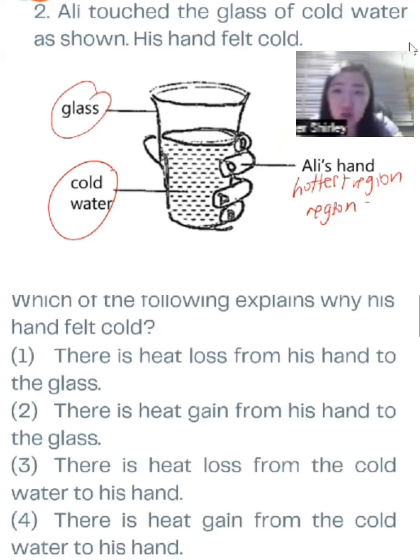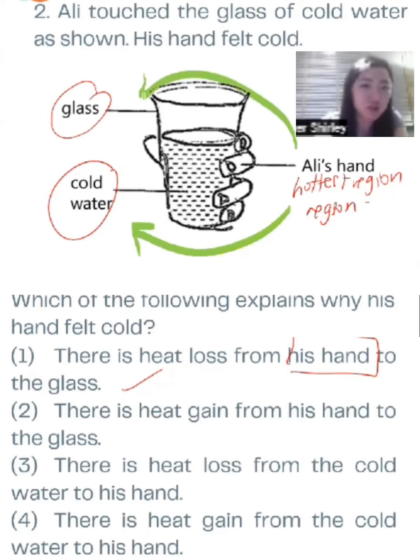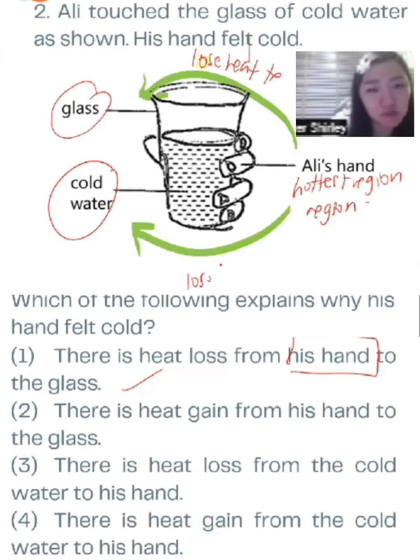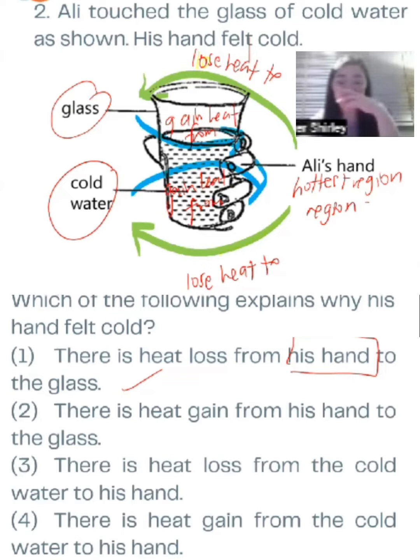And since it's the hottest, there is heat loss from his hand to the glass. Well, that is correct, actually, right? Because his hand is the hottest. So it will lose heat to here, it will lose heat to here. So both sides, it will lose heat to both of them because it's the hottest region. It will lose heat to these two parts. Or we can also say, in other words, these two parts will gain heat from it. So actually, yes, the first statement is correct. There is heat loss from his hand. His hand is the hotter region. His hand loses heat to the glass, okay?